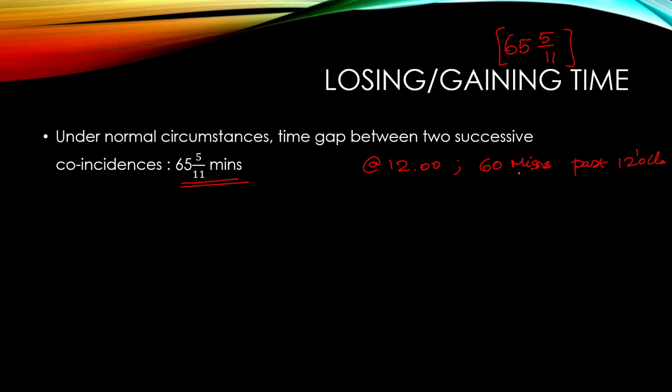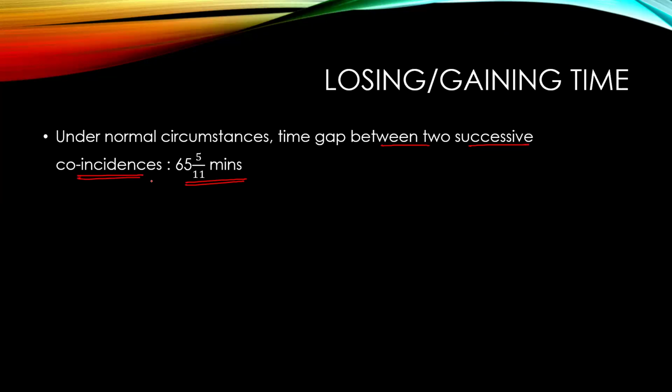You know that 60 minutes past 12 o'clock is nothing but 1 o'clock. So can you tell me what is 65 minutes past 12 o'clock? 65 minutes past 12 o'clock is 1:05. So you can see that close to 1:05, the hands of the clock are coinciding with each other, right? So the exact time duration, I will say, is 65 and 5 by 11 minutes. That's the time gap between two successive coincidences between the hands of the clock. This value, you should keep it always ready.